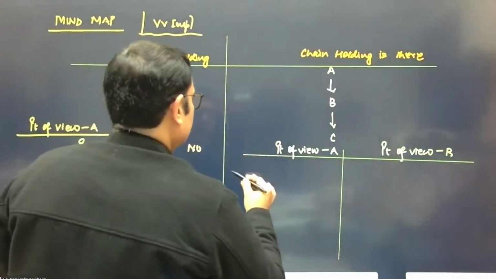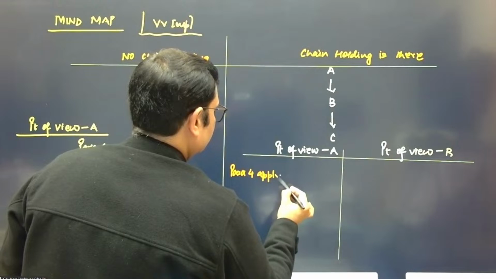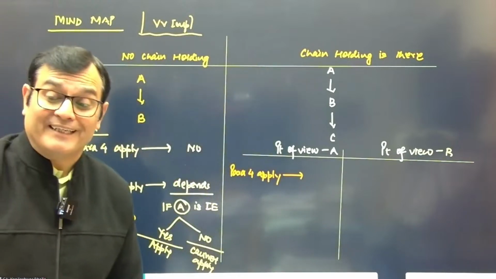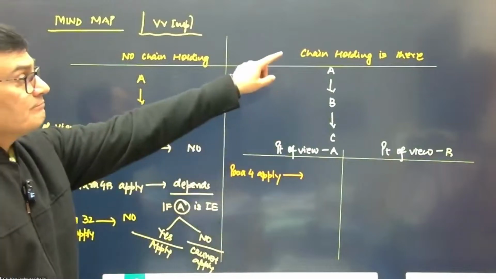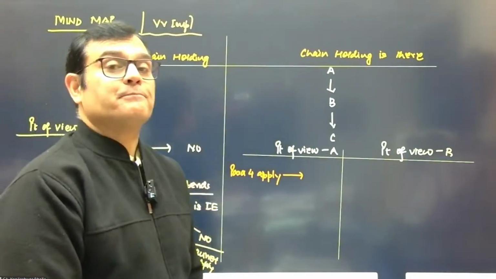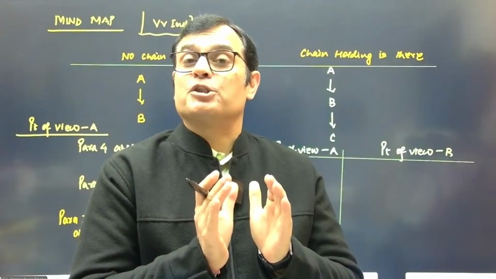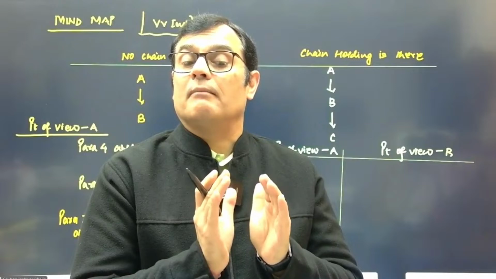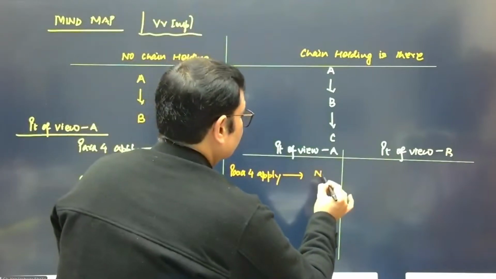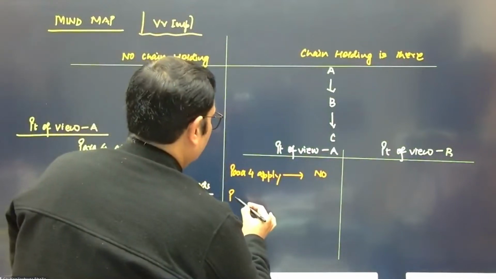Now let's put some questions back again to you. In terms of A, can para number 4 apply? Yes or no? From A's point of view, can para number 4 apply? It's a chain, but is para number 4 going to apply to A? Para 4 applies only when there is a chain and that also to the middle company. So can para number 4 apply to A? No. Correct.